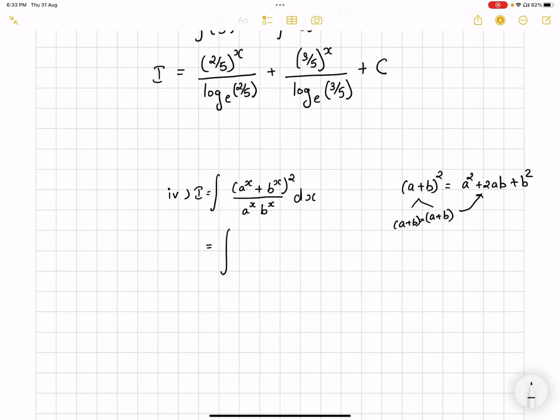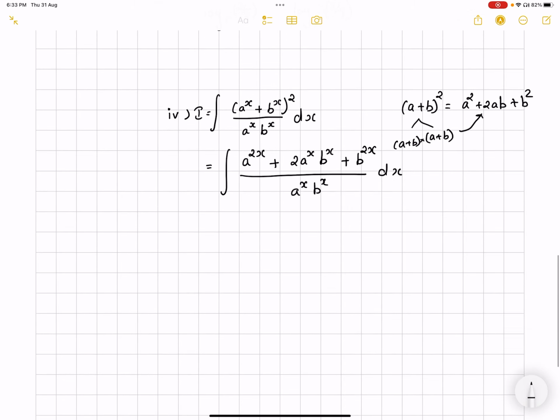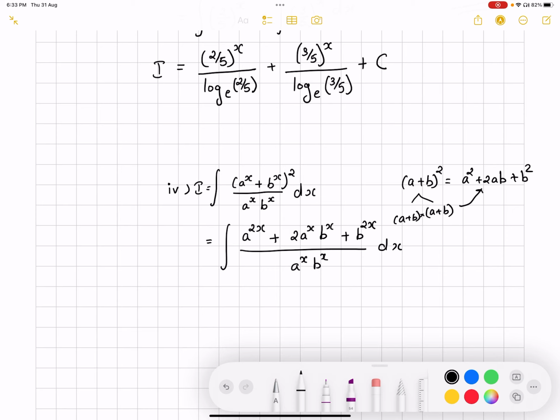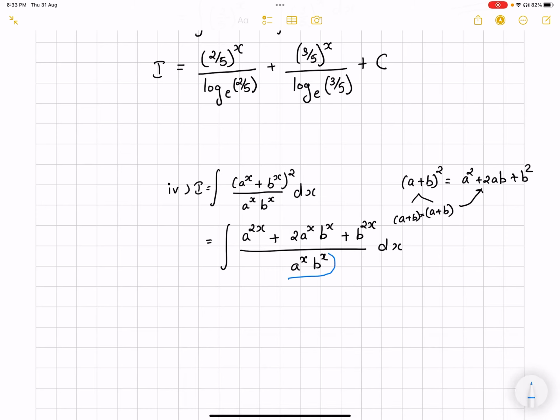So now let me just expand it. So now I would be having a to the power 2x plus 2 times a to the power x, b to the power x plus b to the power 2x divided by a to the power x, b to the power x dx. Now what would happen? See, this particular denominator is common to all the three terms in my numerator. So I'm going to split it and write it so that I would be able to do the cancellation part, and then I would be able to proceed with my integration.